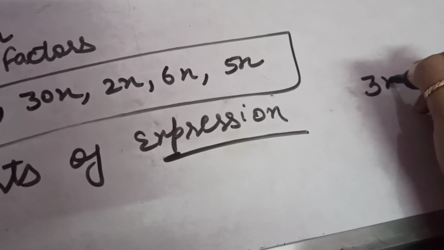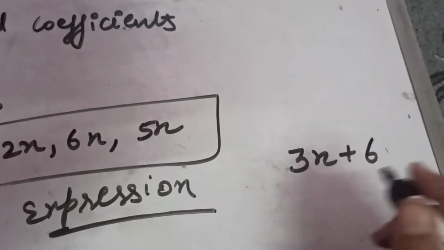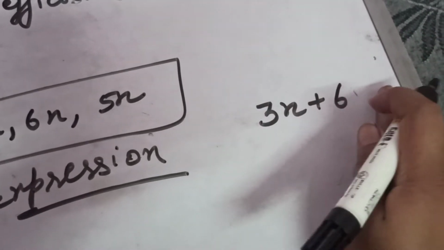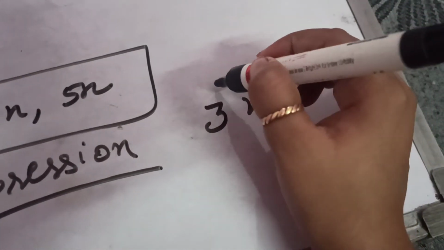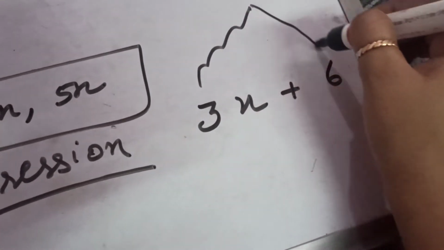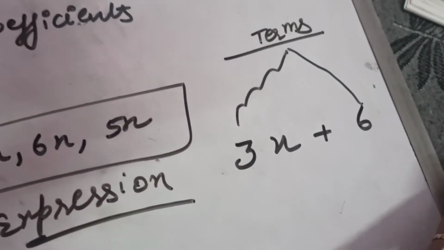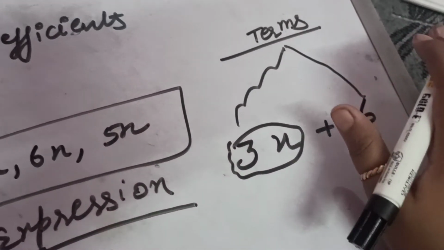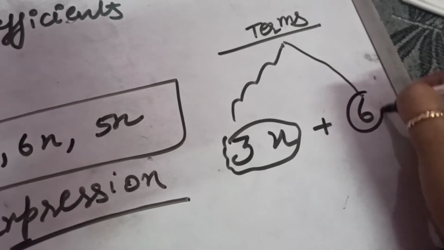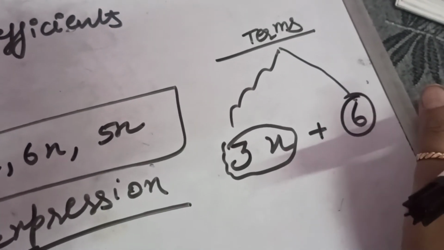Look, this is the expression, right? So in this, 3x plus 6, this complete one is the expression, the algebraic expression. These are the terms. 3x is a term and 6 is a term, right?